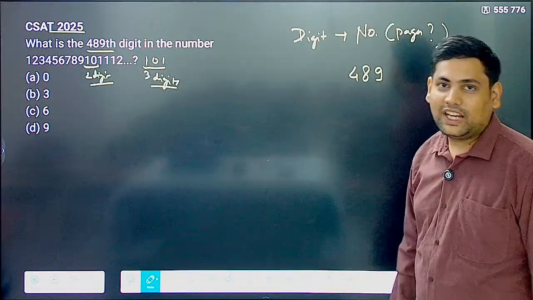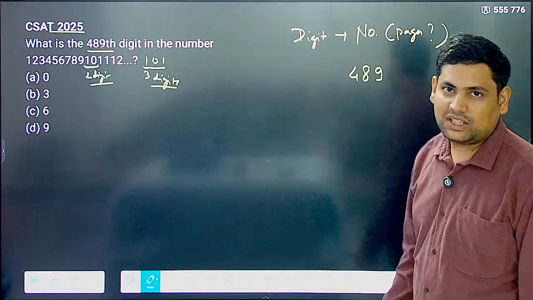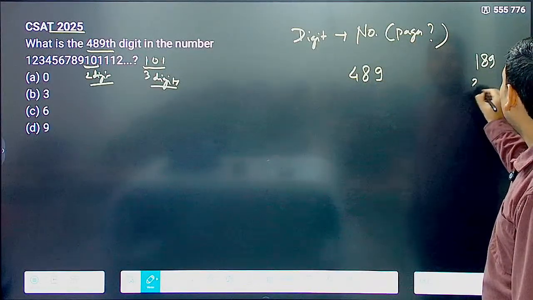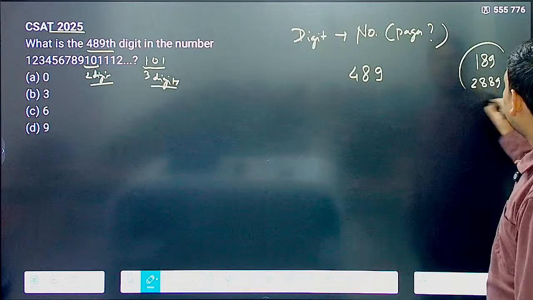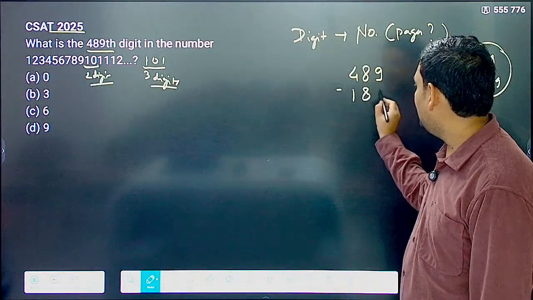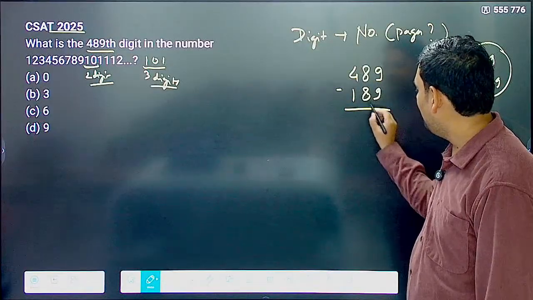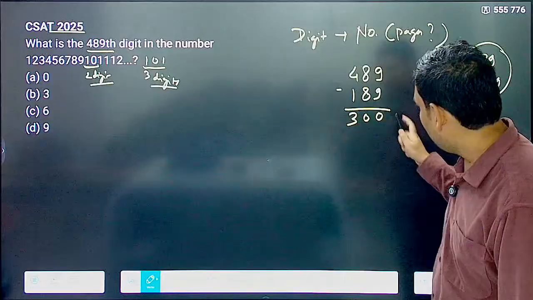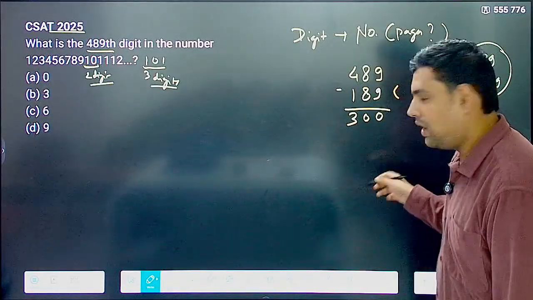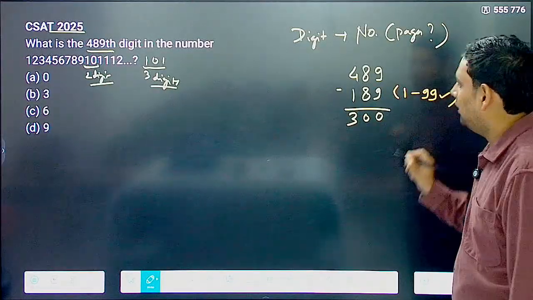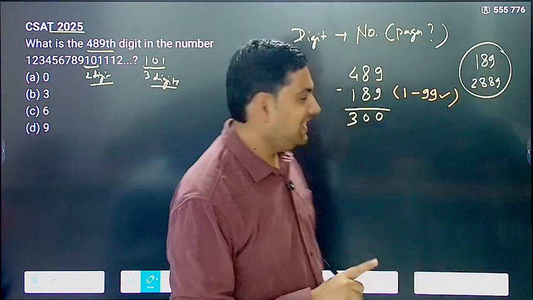What we do when we get digits and we have to go to pages, we have two golden numbers. One is 189, other is 2889. What I can subtract from here? I can very clearly subtract 189 from here. What I get? 300. Now when I subtract 189, what is counted? That is 1 to 99 is counted.